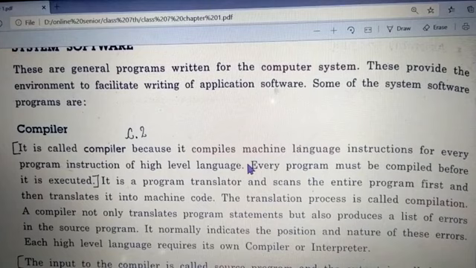What this program actually does, children, is it scans the entire program first in one go, and then translates it into machine code. So in one go it will read the entire program, and then only will it translate it to machine code. The translation process is called compilation. The compiler not only translates the program statements, but it also produces a list of errors. So it helps programmers to debug their program.